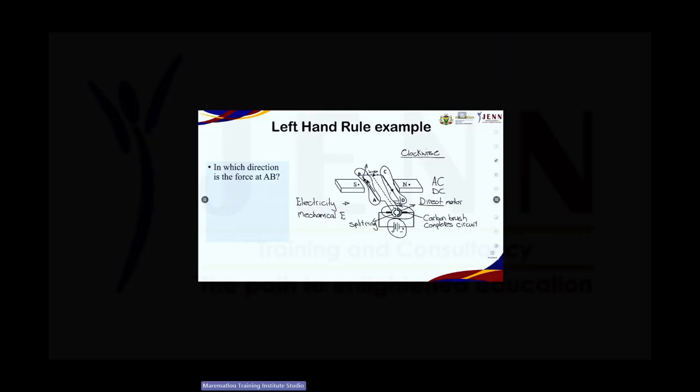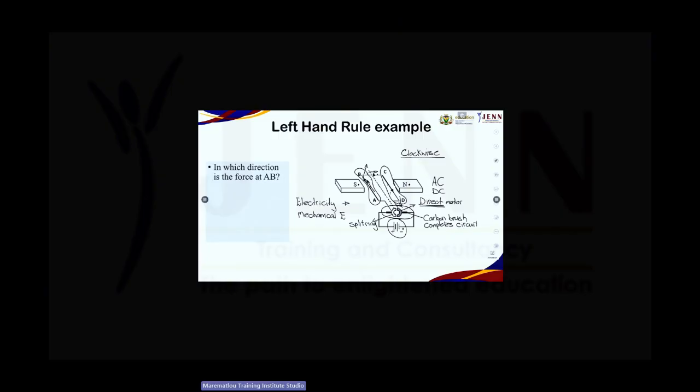So on the, I want to say, the external part of your circuit, that is going to be your coil. And this ring here, your split ring, the function of that is for the current to flow in one direction the whole time. And that is why we have a direct current motor.